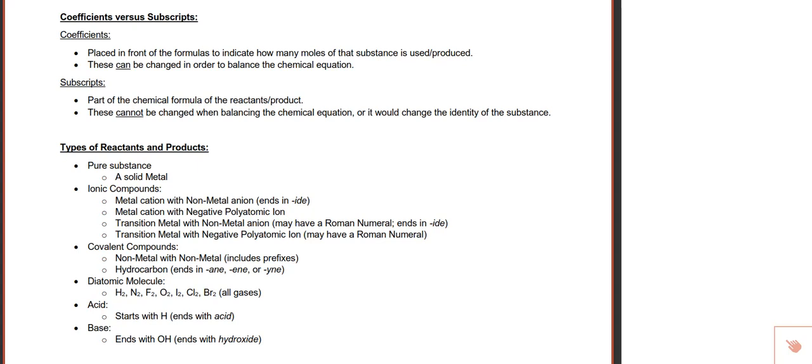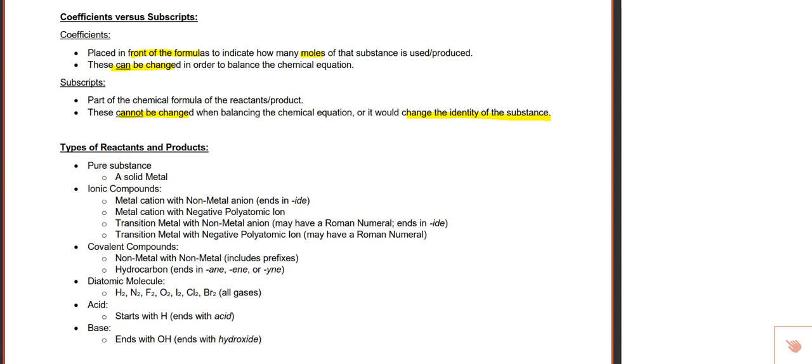I do so, I want to review some terms with you. When we're talking about a coefficient, that's the number that's written in front of the formula, and that tells us how many moles of the substance is used or produced. These can be changed when we're balancing the chemical equation. However, the subscripts are actually part of the chemical formula and therefore cannot be changed when we're balancing the chemical equation, or it would change the identity of the substance. So make sure that you're only changing the coefficients and not actually the subscripts.